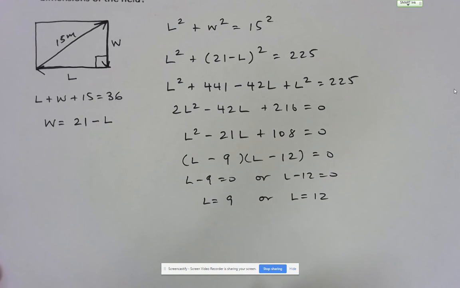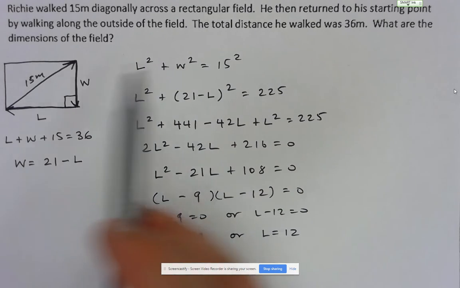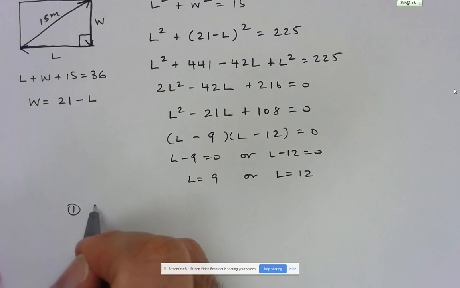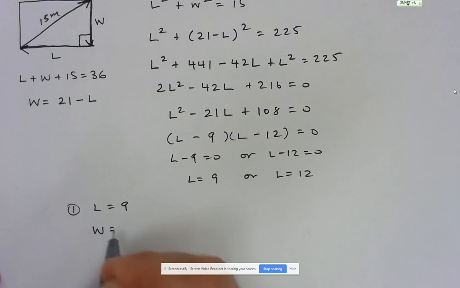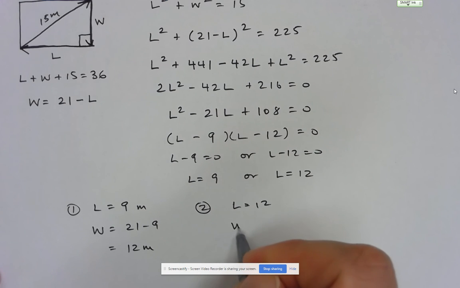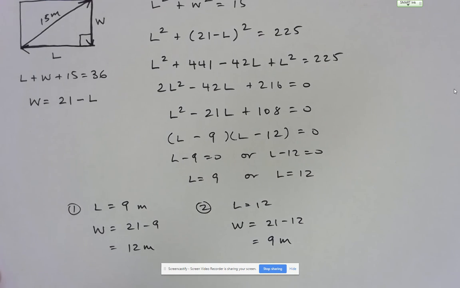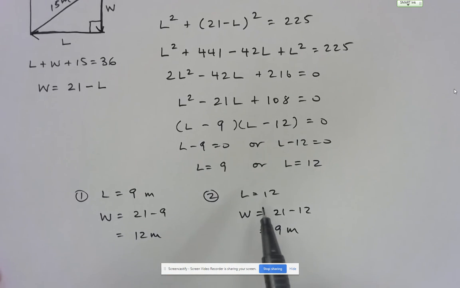So based on what I'm seeing here, it's possible that we have two different rectangles that can produce the same values. So before I do that, I'm going to take a look and see what I'm actually looking for. So I'm looking for the dimensions of the field. So L and W. Okay, so let's start with option number one. If L is equal to 9, well, I can now resubstitute this here to find W. So W is 21 minus 9, so that's in meters. So it's going to be 12 meters. And then in option number two, if L is equal to 12, well, I think I see what's going to happen here. 21 minus 12, I end up getting essentially the same rectangle. So whether it's 12 by 9 or 9 by 12, it's essentially the same rectangle.